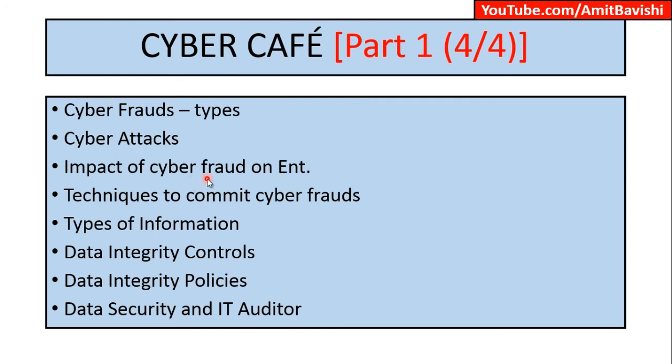Here it is fraud, here it is fraud, here it is fraud, but here there is cyber attack. Different topic. Then they will be attacking on my data and my information. So information, then type of information. For data, we have data integrity controls, data integrity policies, and data security and IT auditor. These are the topics in slide number 4. Okay, so that part 1 is over. Now we'll move on to part 2.